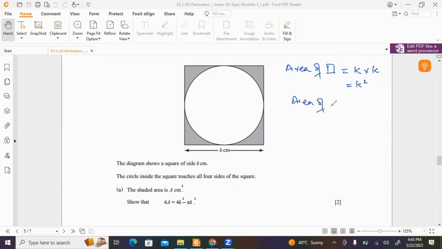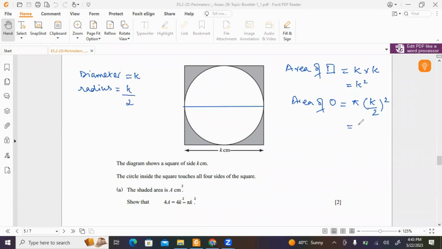Area of the circle would be pi times (k by 2) square. The reason why the radius is k by 2 is that k is the entire length. That's the diameter. The diameter over here is k. That means the radius would be k by 2.